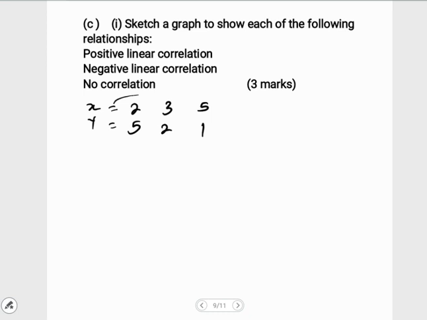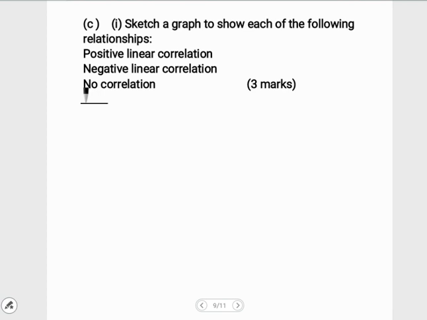So take note of that. So we are going to draw a scattergram to show positive linear correlation, negative linear correlation, and no correlation at all. Let's quickly have a graph.